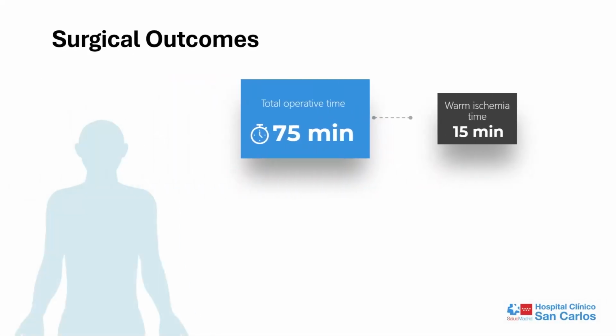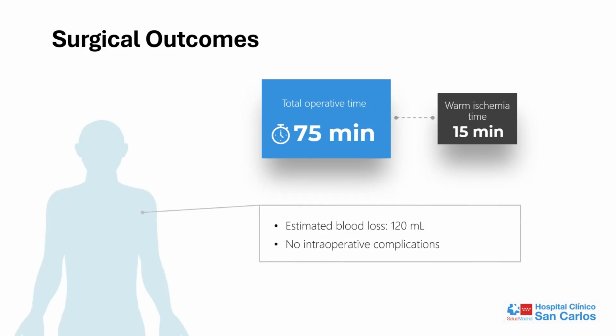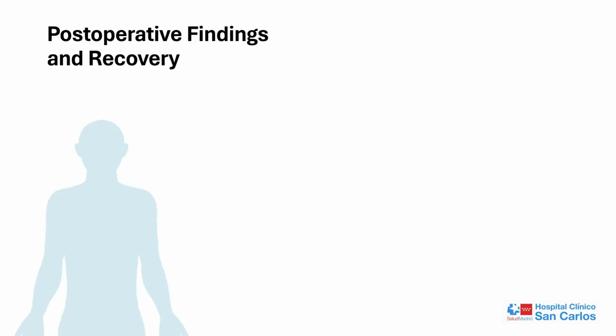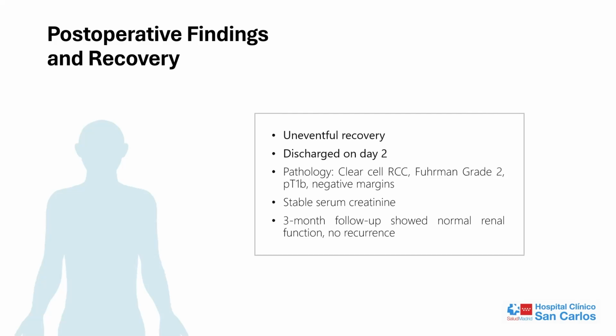Total operative time was 75 minutes, with a warm ischemia time of 15 minutes. Estimated blood loss was 120 milliliters, with no intraoperative complications. The patient had an uneventful recovery and was discharged on postoperative day 2. Pathology confirmed clear cell RCC, Fuhrman grade 2, pT1b, with negative margins. Serum creatinine remained stable, and at the 3-month follow-up, renal function was normal with no signs of recurrence.